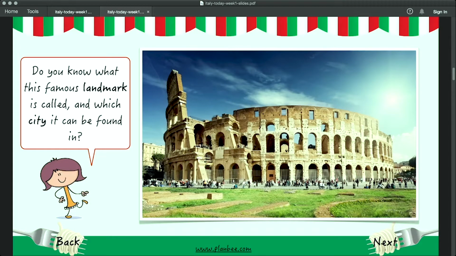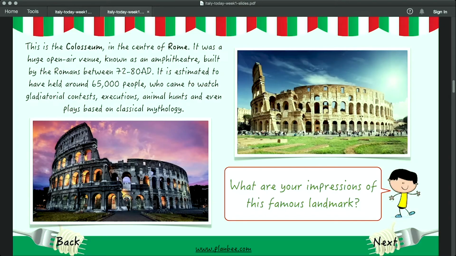So now let's look together at some famous Italian landmarks. Do you know what this famous landmark is called and which city it can be found in? Did you recognise this one? It's the Colosseum in the centre of Rome. The Colosseum was a huge open-air venue known as an amphitheatre, and it was built by the Romans between 72 and 80 AD. It's estimated to have held around 65,000 people who came to watch gladiatorial contests, executions, animal hunts, and even plays based on classical mythology.